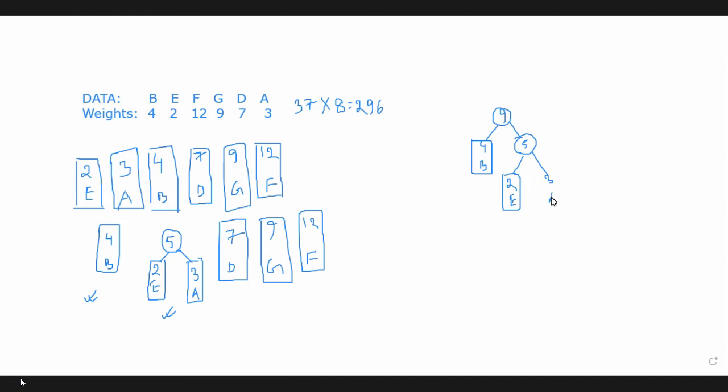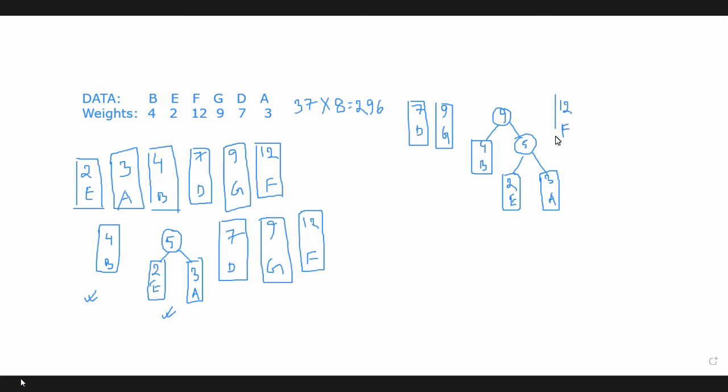Okay, so now again we can organize the data in ascending order. So now this is a node with weight 9. So we can place 7 and 9 before this internal node. So now one node is D with 7 and another is G with 9. And then the last one is F with the weight 12.